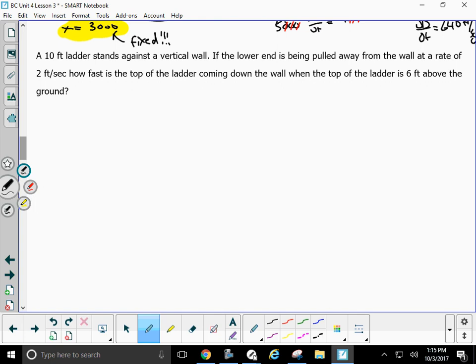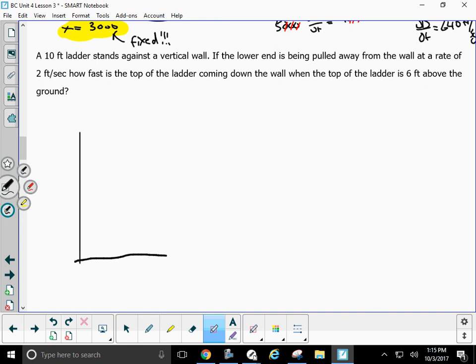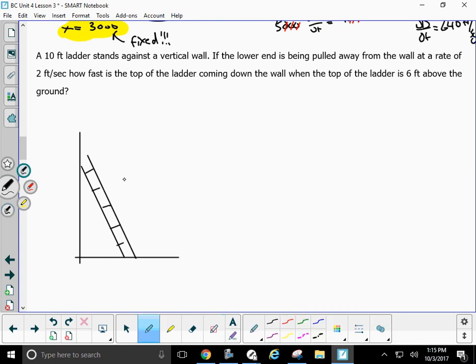I would like you guys to try to tackle the ladder problem. I'm going to draw the picture for you, but it's going to be the same as the last type of problem, in that our friend the right triangle and the Pythagorean theorem will help us. We have a 10-foot ladder. The lower end is being pulled away at a rate of 2 feet per second. Question is, how fast is the top of the ladder coming down the wall when the top of the ladder is 6 feet above the ground? Go. Only way we'll be good at these problems is by practicing these problems.